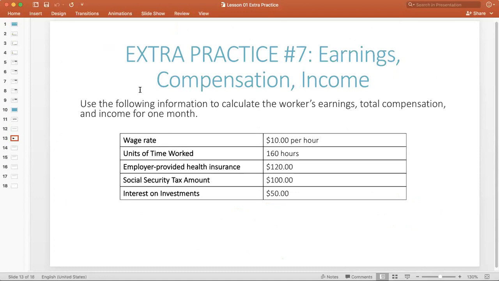So this one is talking about earnings, compensation, and income. Use the following information to calculate the worker's earnings, their total compensation, and income for 1 month. So what you learned through your notes, hopefully, is that the earnings, compensation, and income all consist of different things, and it's kind of like a building block. Each of them work into the next one. So the biggest thing with this is just knowing what each of these calculations consist of.